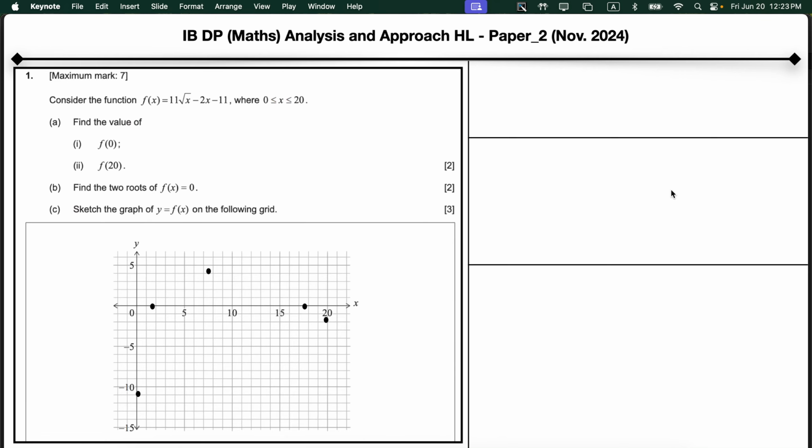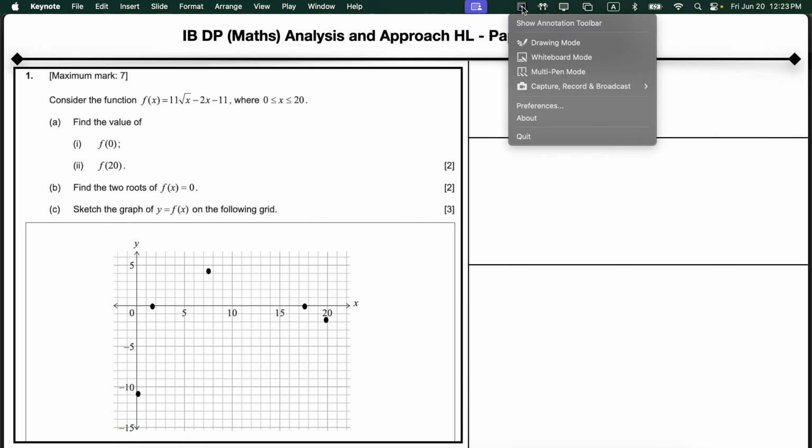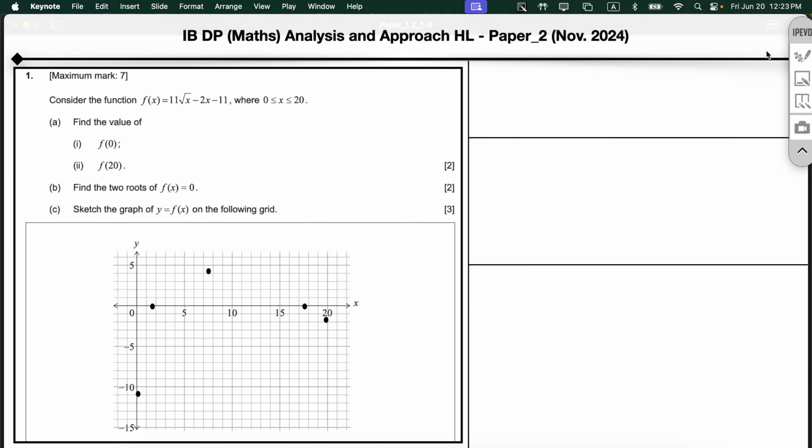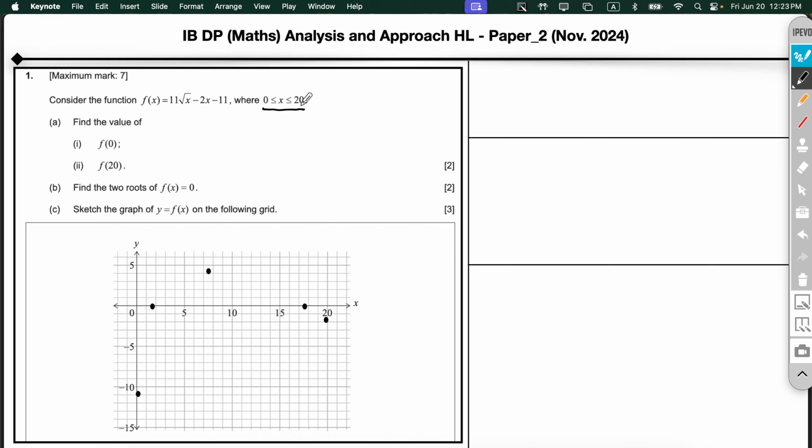So the first question: consider the function f of x equals 11 square root of x minus 2x minus 11, where its domain is restricted to be between 0 and 20. The first question simply asks to find the value of f of 0 and f of 20.